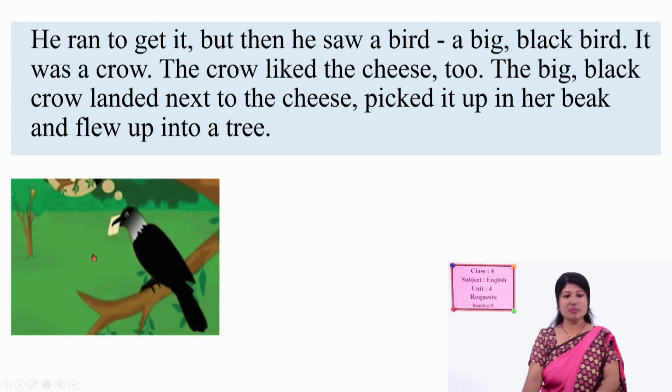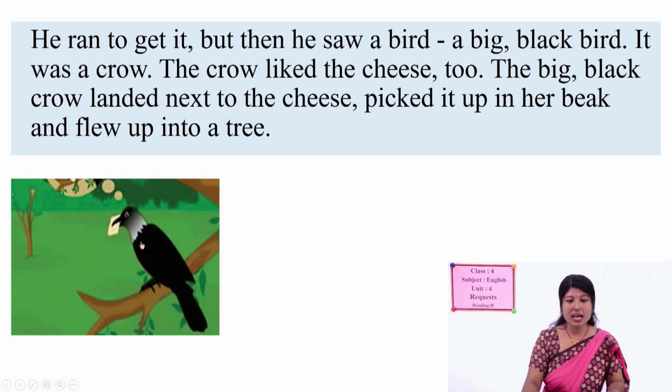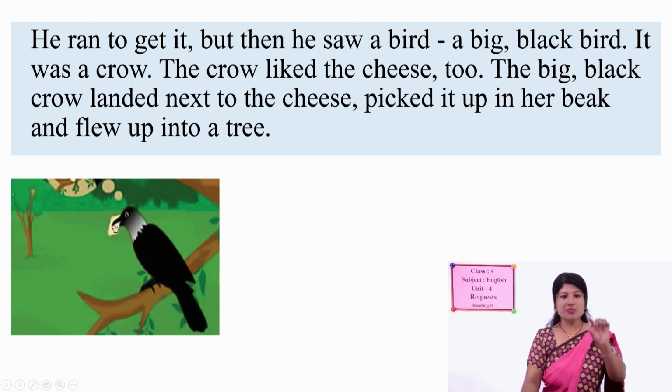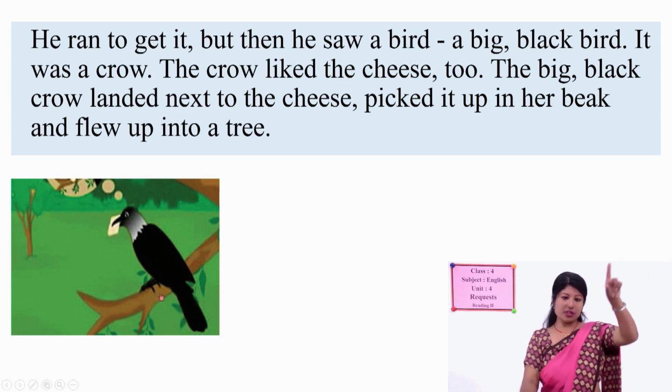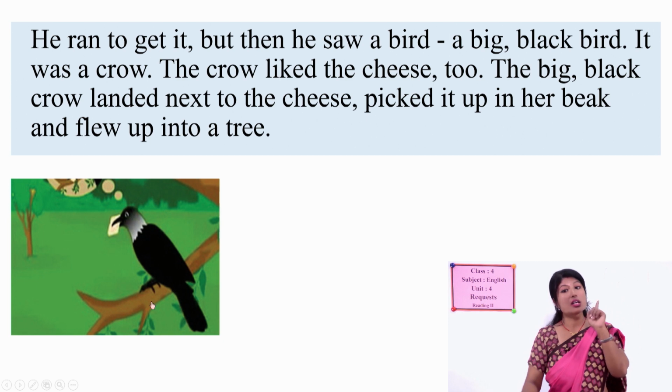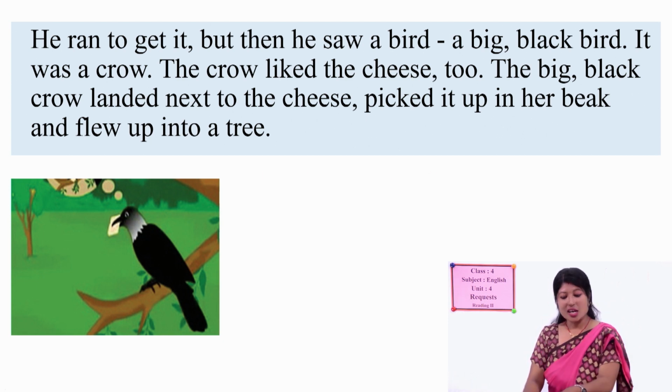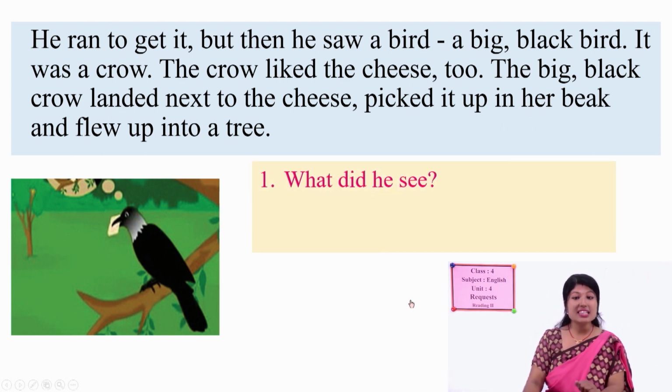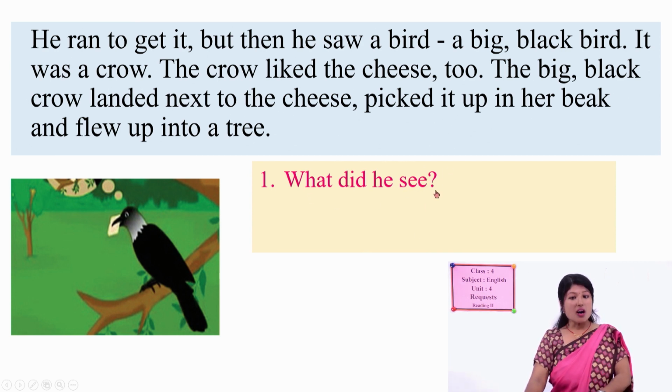Okay, here is the picture. The big black crow took this cheese, picked up this cheese with its beak. You can see the big black beak, right? It picked up the cheese and flew up to the tree. What did he see? He saw a bird.